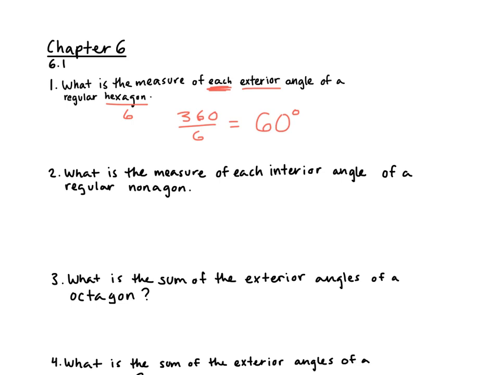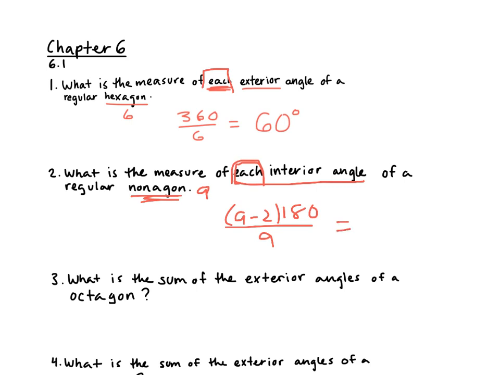What's the measure of each interior angle of a regular nonagon? How many sides are in a nonagon? 9. So how do we find each interior angle? 9 minus 2 times 180 divided by 9. Remember, if it says each, we are going to divide. So what'd you guys get? 140? Perfect.